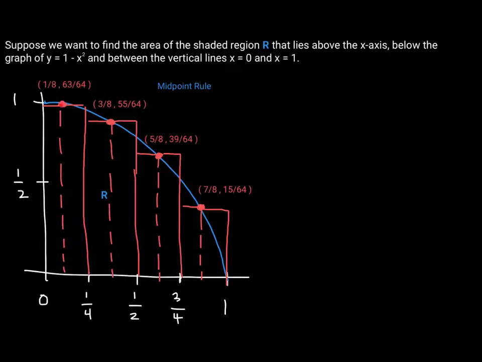63/64 is the height of this rectangle. It is my function evaluated at the midpoint of this subinterval. The midpoint between 1/4 and 1/2 is 3/8, and my function evaluated at 3/8 is 55/64. So this is the height of this rectangle. The midpoint between 1/2 and 3/4 is 5/8, and if I evaluate my function at 5/8, I get 39/64, and that's the height of this rectangle. Finally, the midpoint between 3/4 and 1 is 7/8, and the function evaluated at 7/8 is 15/64.